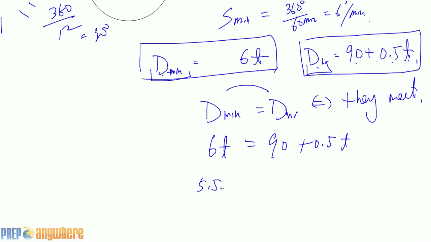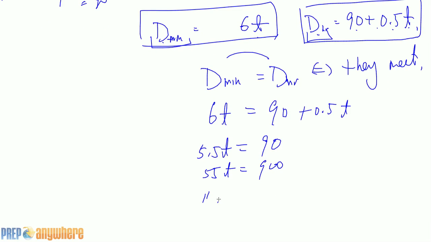That's 5.5t is equal to 90. I'm going to multiply both of them by 10. So you get 55t is equal to 900. Divide both sides by 5. 11t is equal to 180. So t is 180 over 11. Okay, so I get 16 minutes and 6 over 11 of a minute.